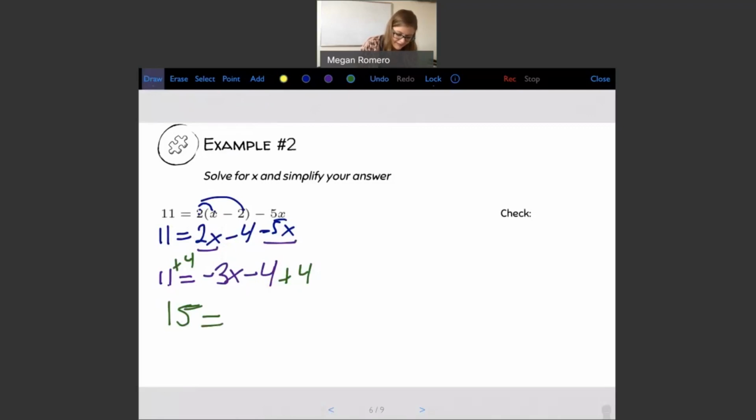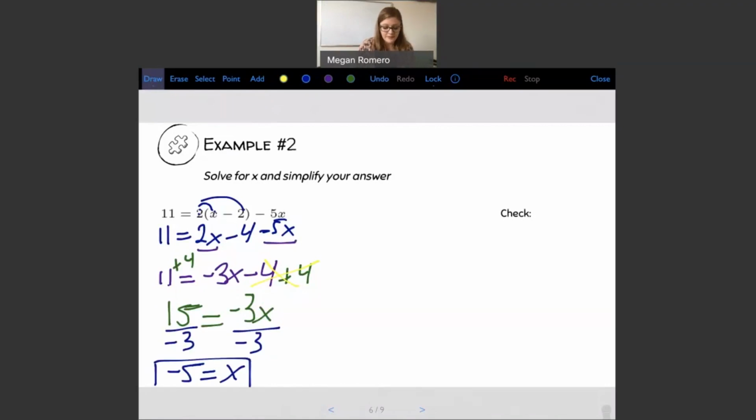On the right-hand side, the -4 and +4 cancel out, and we're just left with -3x. You may see what the answer is from here, but I will keep going. This -3 is being multiplied by x. So in this case, we divide both sides by -3. 15 divided by -3 is -5, and this is equal to x.